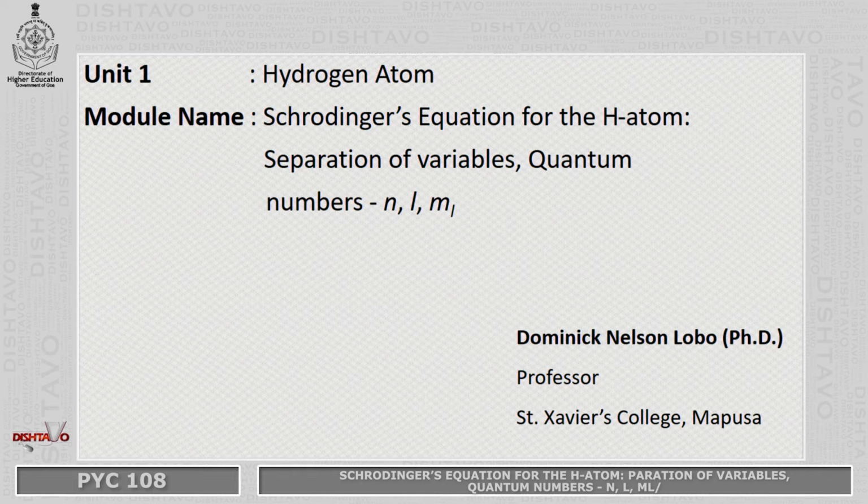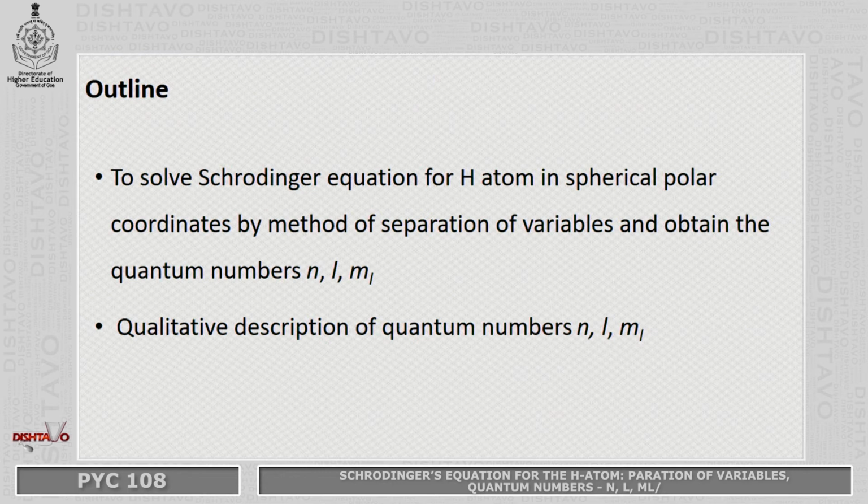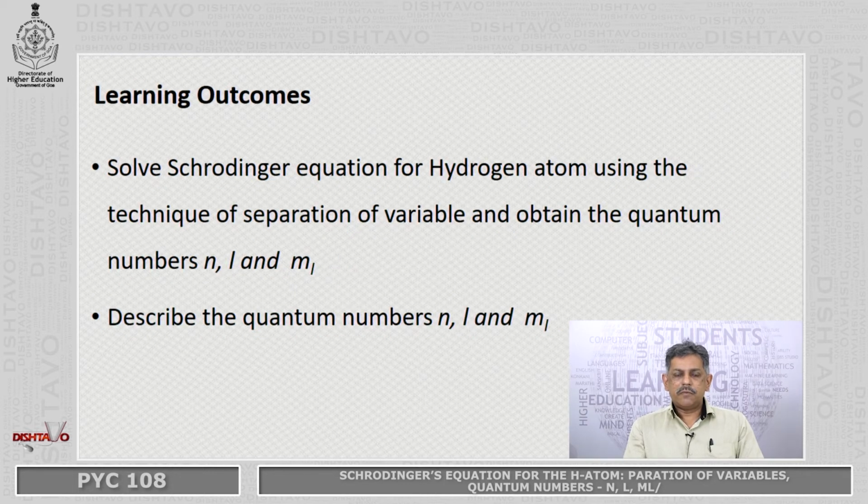Outline of today's lecture: to solve the Schrodinger equation for the hydrogen atom in spherical polar coordinates by the method of separation of variables and to obtain quantum numbers n, l, ml. Qualitative description of quantum numbers n, l, ml. Learning outcomes: at the end of this lecture, students will be able to solve the Schrodinger equation for the hydrogen atom using the technique of separation of variables, obtain quantum numbers n, l, ml, and also describe the quantum numbers.